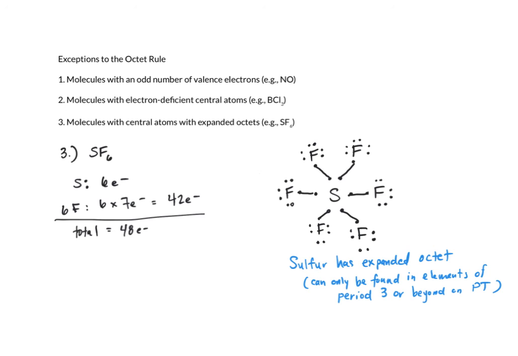So to summarize, we'll see exceptions to the octet rule anytime we've got an odd number of electrons in our electron budget, anytime we're dealing with electron deficient central atoms like beryllium and boron, and whenever we've got an element as a central atom from period 3 or below on the periodic table that expands its octet. Each one of these Lewis structures that we've drawn today can be evaluated in the form of formal charge to verify that they are the best Lewis structure. We'll talk about formal charge in the next video.